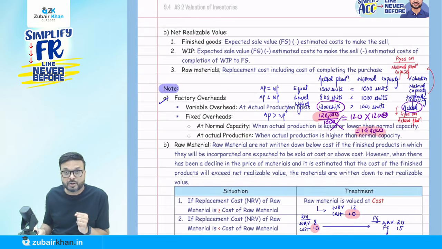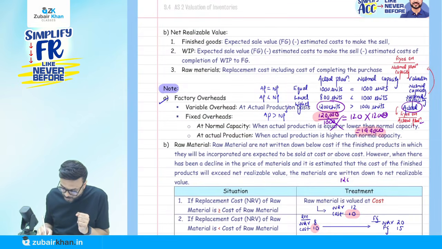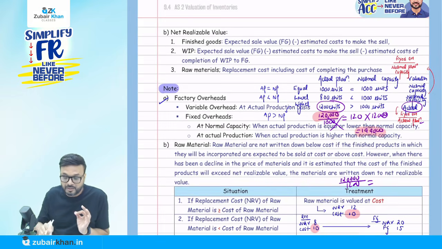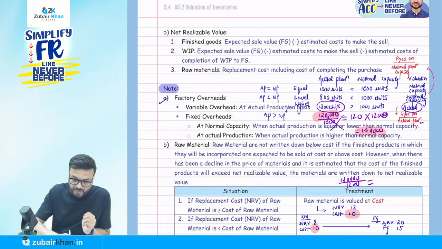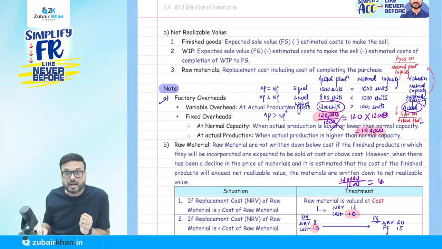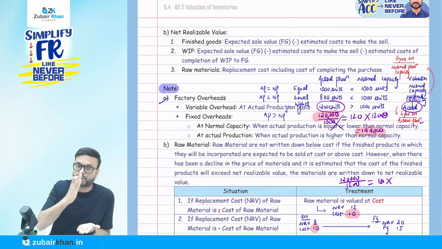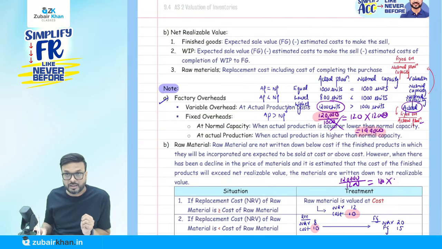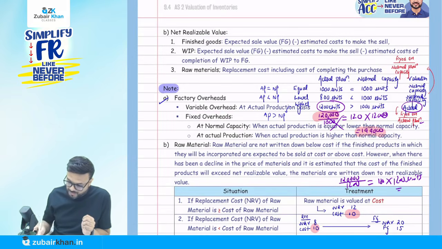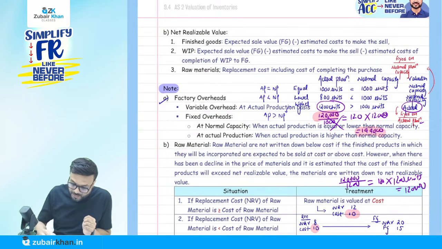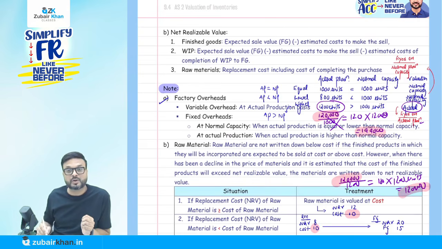They say use the actual production here. So in that case, 120,000 is the total fixed overhead divided by actual production, which is 1200. It will come to 120,000 divided by 1200. How much will it come to? 100. It will come correct, 100. How many units do we have in closing stock? The actual production that we have done, 1200. So I will multiply by 1200 units, which is in my closing stock. So 100 multiplied by 1200 will come to 120,000. So I'm allocating 120,000 and the actual fixed overhead is also 120,000.